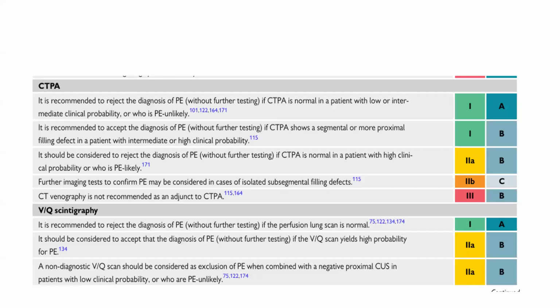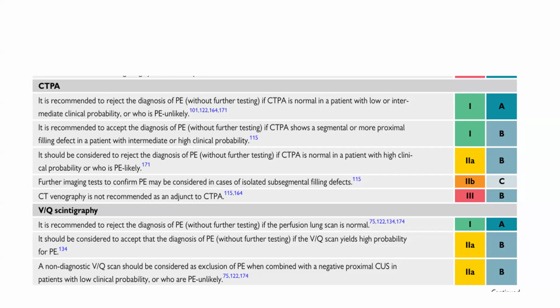It is recommended to reject the diagnosis of pulmonary embolism if CTPA is normal in patients with lower intermediate clinical probability or who are PE unlikely. It is recommended to accept the diagnosis of pulmonary embolism if CTPA shows segmental or more proximal filling defects in patients with intermediate and high clinical probability. It should be considered to reject the diagnosis of PE if CTPA is normal in patients with high clinical probability or who are PE likely.